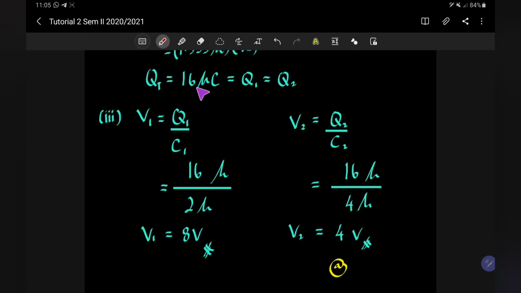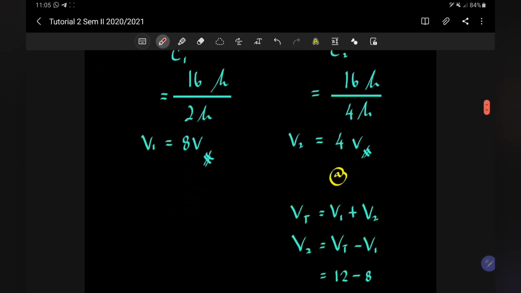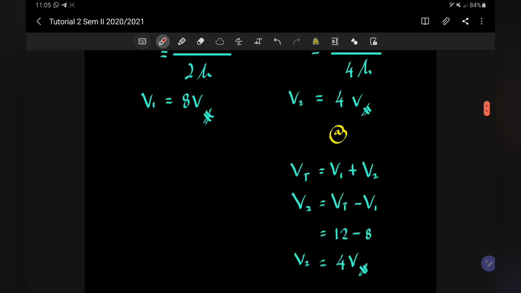Q1 calculated just now is 16 microcoulomb, and Q2 is also 16 microcoulomb. Substitute here. C1 and C2 are given already, 2 microfarad and 4 microfarad. Substitute, then you will get the answer: V1 is 8 volt and V2 is 4 volt. For V2, we may use another equation, V total equals V1 plus V2. V1 is 8 volt and V total supply is 12, so 12 equals 8 plus V2, so V2 equals 12 minus 8, giving you 4 volt. Still the same as before. So we have two different methods of calculating V2.